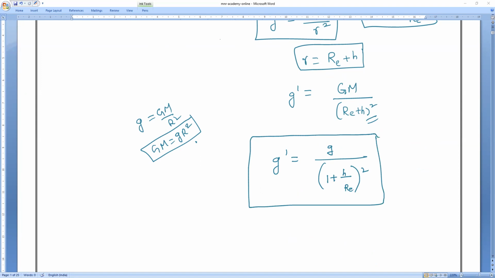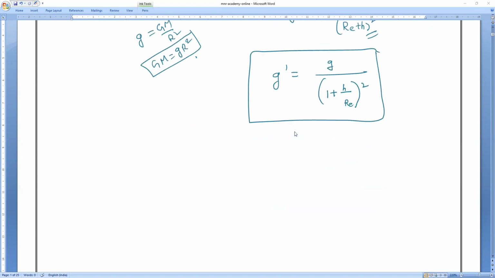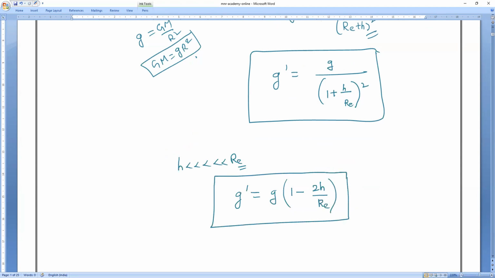Wherever you go above the ground, if the given height above the ground is extremely small compared to the radius of the earth, then the same formula will be modified into what, everybody? If it is like 5 kilometers, 10 kilometers, 20 kilometers, like that. Then in this case, g dash is equal to g times (1 minus 2h divided by the radius of the earth). So this is the formula.